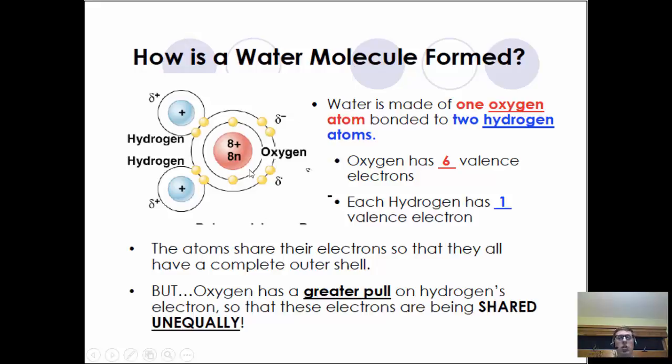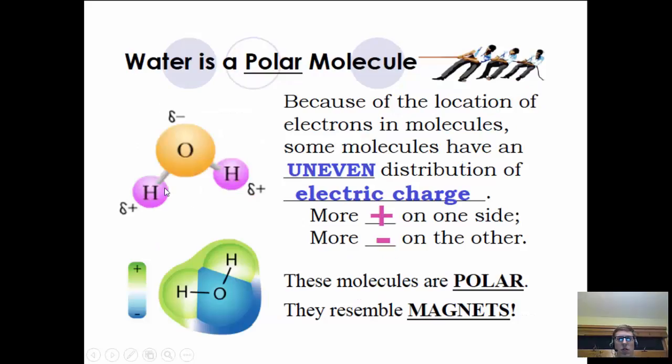Remember though, oxygen 8 pluses, while this is only 1 plus. Because of all that plus, all that positivity, the electrons want to be here more. Thusly, we have the difference in charge. This is more negative, this is more positive. And that's what makes it a polar molecule.